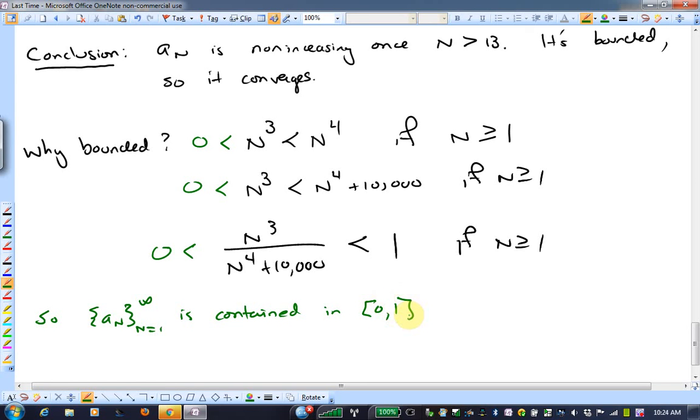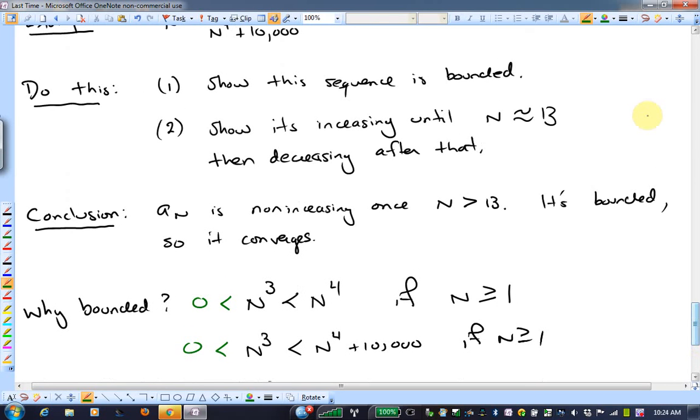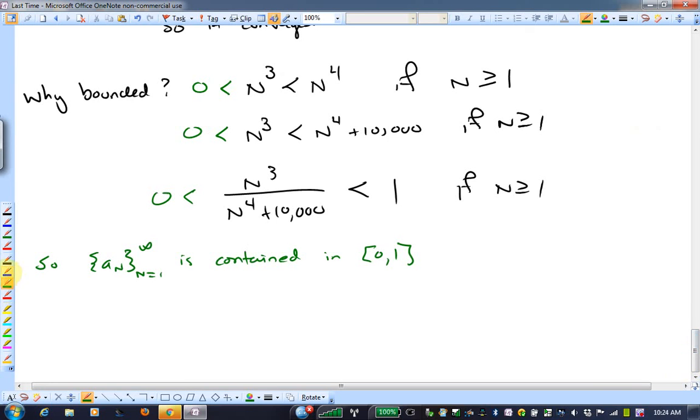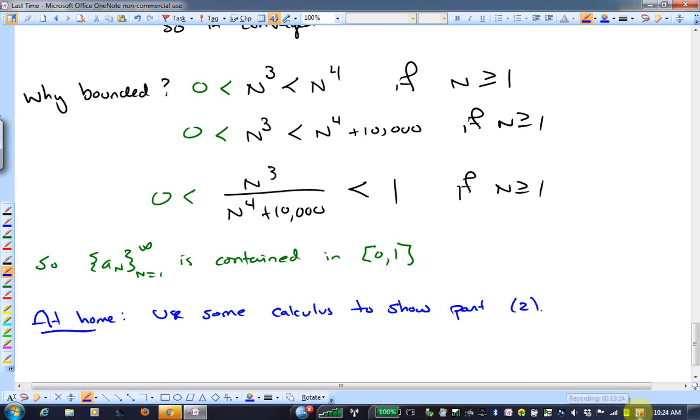Now, I don't know what the least upper bound is. Maybe it's 1. Kind of seems like it should be, but I can't tell. I don't care. All I care is that it's bounded above, and that it's bounded below. So you're going to go ahead and do number 2. So here's the thing for you to do at home. Use some calculus to show part 2. Okay? And I will leave you there. I'll send you something else tomorrow.